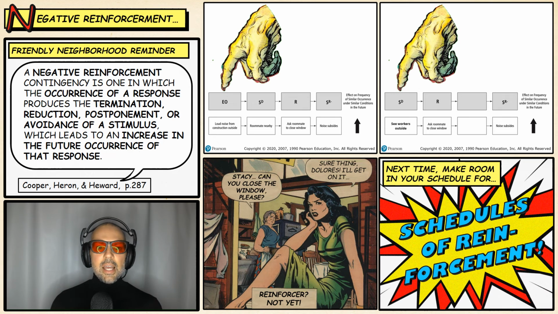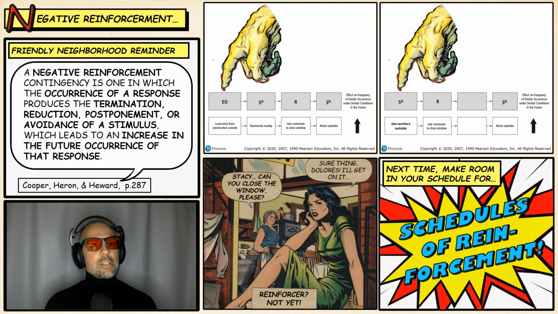Anyways, next time we're going to be taking a look at schedules of reinforcement. So we've been talking about reinforcing. Now we're going to take a look at how often do you reinforce and what are your options in terms of how often you reinforce and what are the consequences of how often you reinforce.